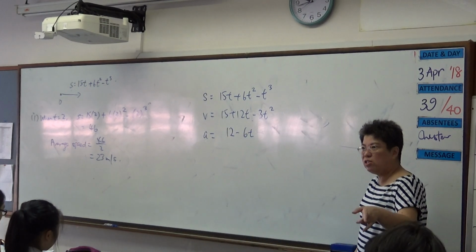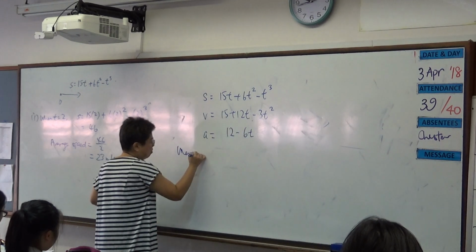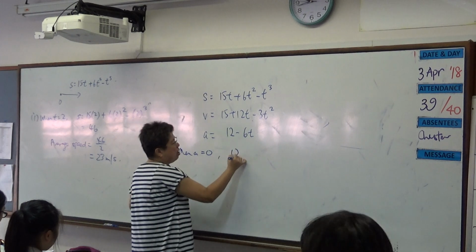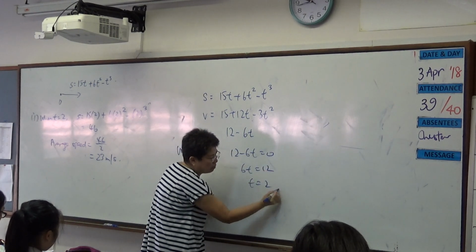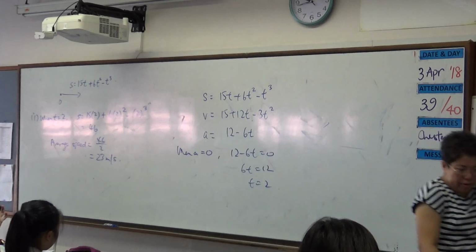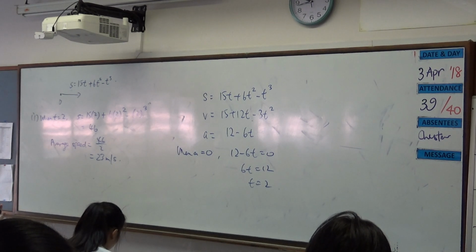They say the acceleration is 0. So when a is 0, 12 minus 6t equals 0. So 6t equals 12. t is what? 2. So the acceleration is 0 when t is 2. Everybody okay? Good. Now, next.